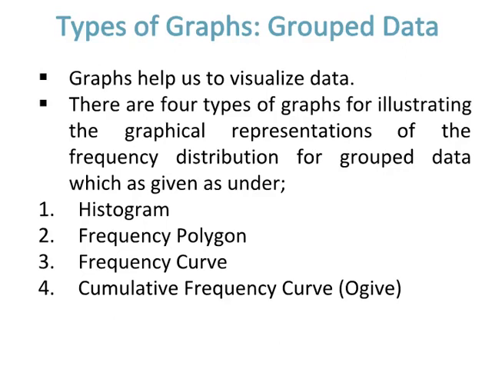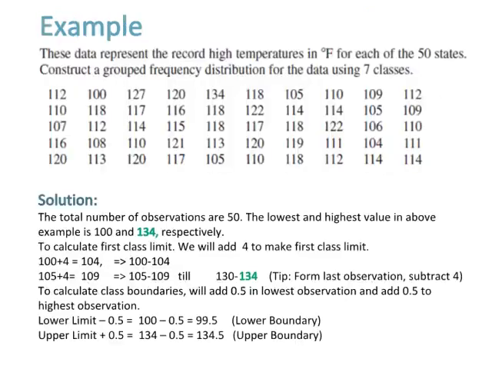Number 2 is frequency polygon. Number 3 is frequency curve. Number 4 is cumulative frequency curve, ogive. Example: these data represent the record high temperatures in Fahrenheit for each of the 50 states. Construct a grouped frequency distribution for the data using 7 classes.